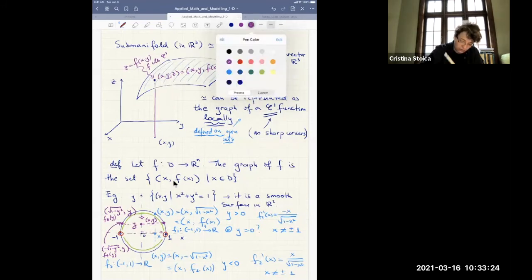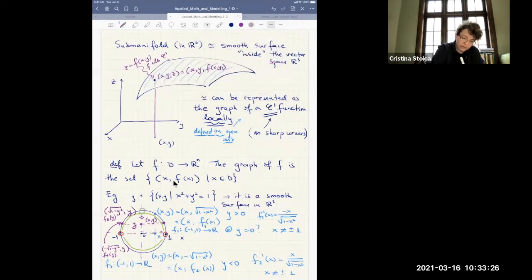I'll do them with gray. One here, and one here. So for these edge points, the domain in y doesn't catch the other two edge points. So indeed, the circle is a smooth surface inside R2 because it can be represented locally as a graph of a C1 function. So in this case, we need 4 functions to do it.